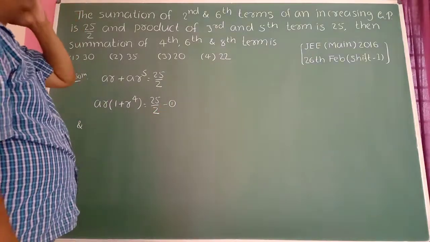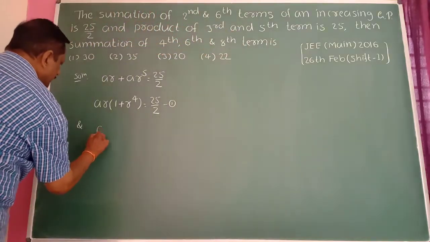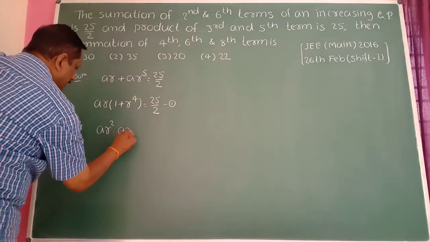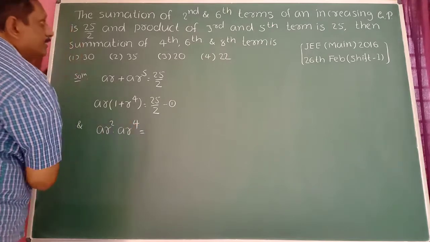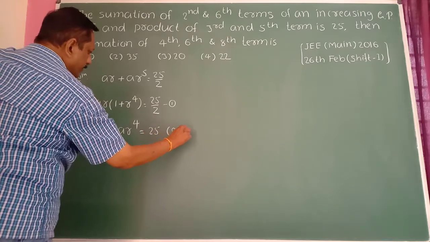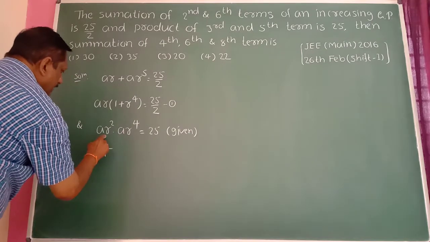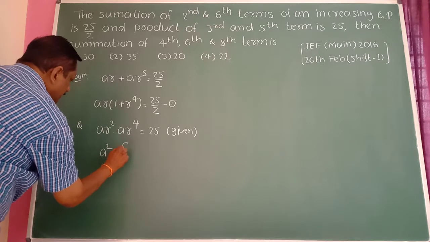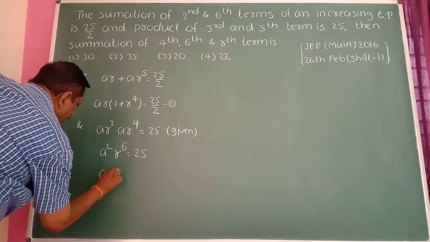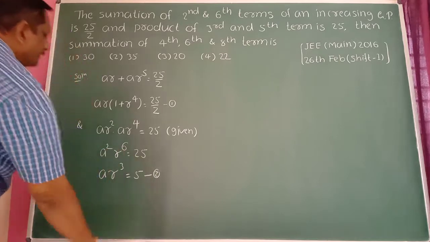And the given product of the third and fifth terms here. The third term is AR^2 and the fifth term is AR^4. Their product is 25, as already given. Therefore, A into A becomes A^2, R^2 into R^4 becomes R^6, is equal to 25. Or you can write R^3 is equal to 5. Take this as equation number 2.